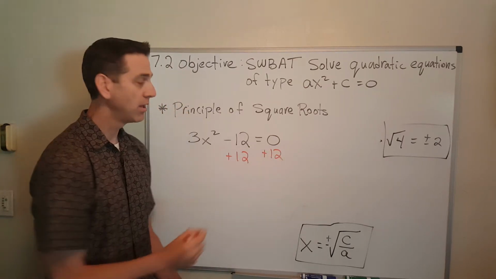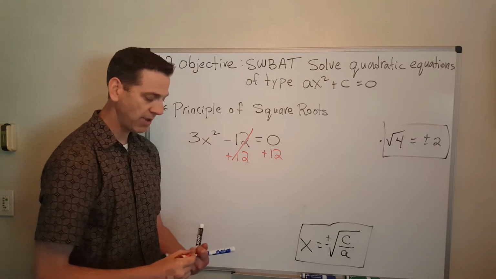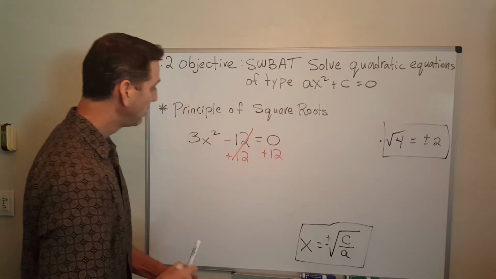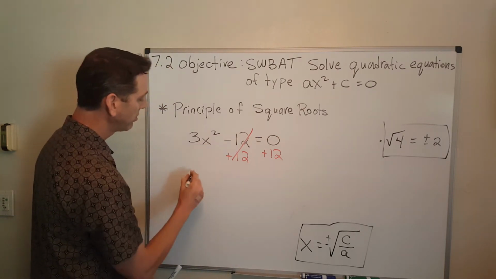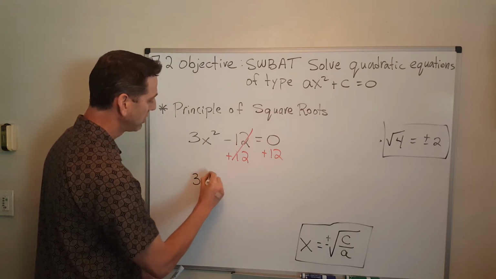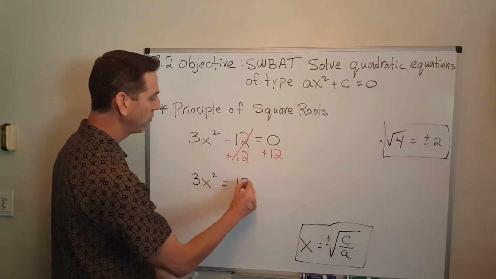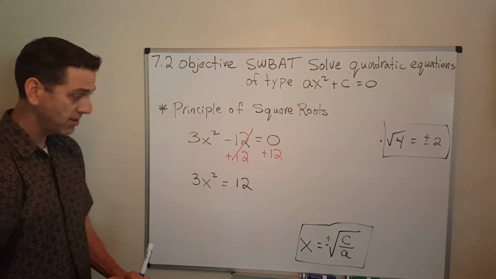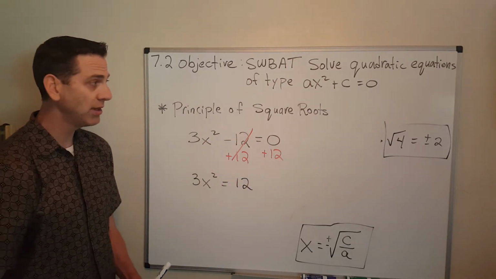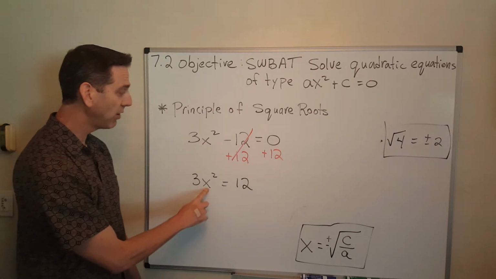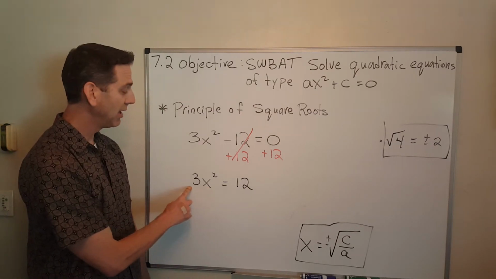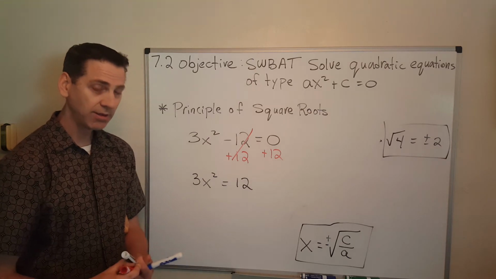All right? And what that does, it cancels that minus 12 over there. And it gives me 3x squared equals, well, 0 plus 12 is just 12, right? Now, you remember what that next step was? I'm trying to solve for x. I'm just going to divide by 3.